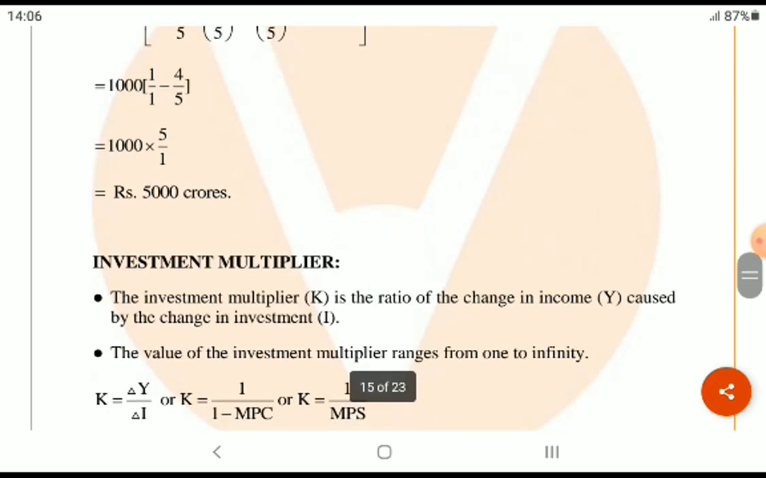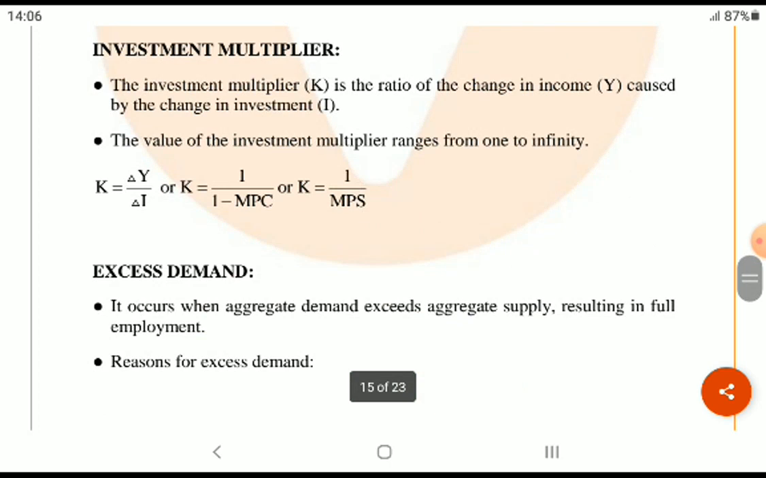Derivation like this it will be, so 5000. Next, investment multiplier. The investment multiplier K is the ratio of the change in income caused by the change in investment. The value of investment multiplier ranges from 1 to infinity. K is equal to delta Y by delta I, or K is equal to 1 by 1 minus MPC, or K is equal to 1 by MPS.